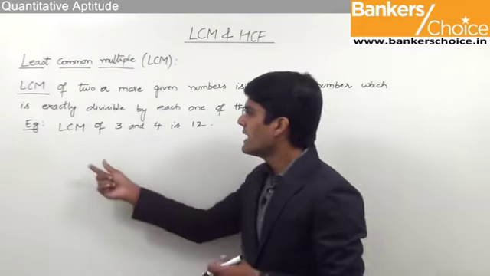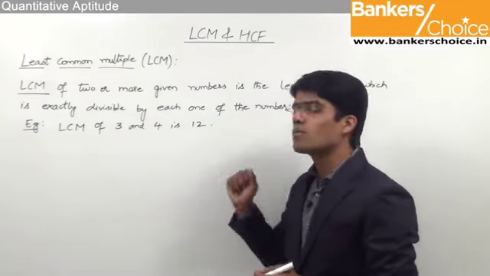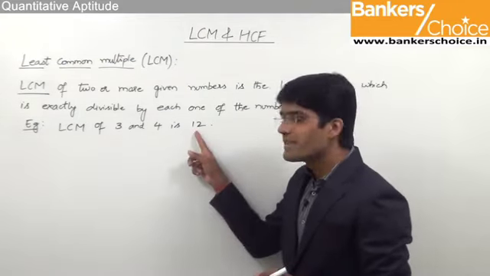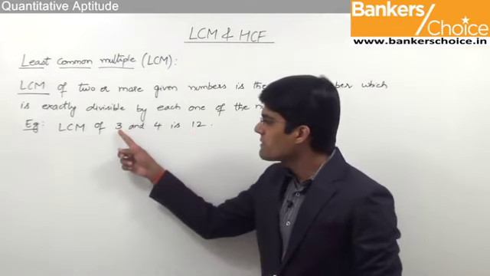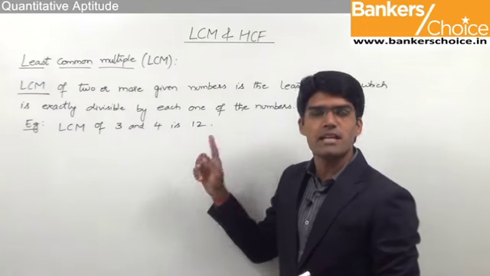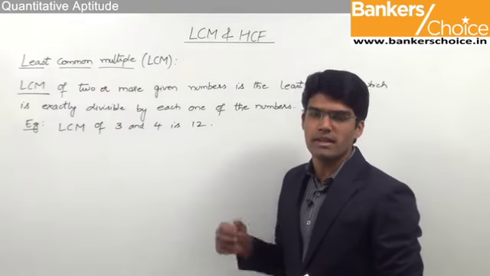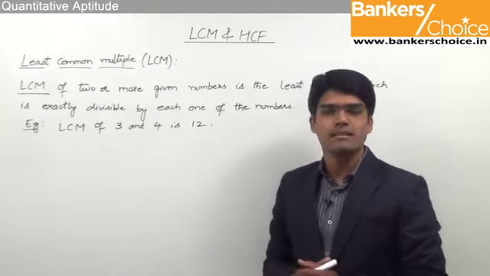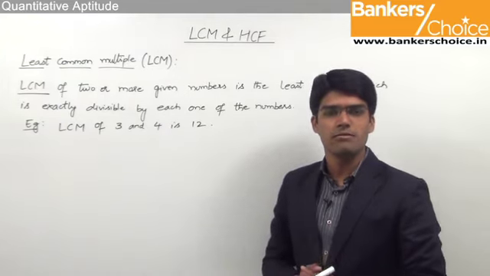For example, LCM of 3 and 4 is 12. Why? Because 12 is the smallest number which is divisible by 3 as well as 4. There is no number which is less than 12 and divisible by both 3 and 4. So 12 should be taken as the least common multiple of 3 and 4.